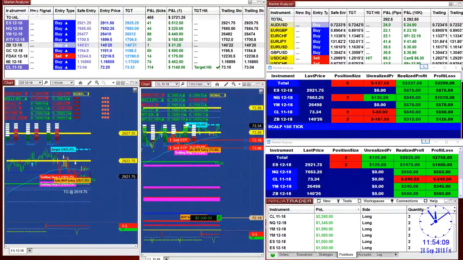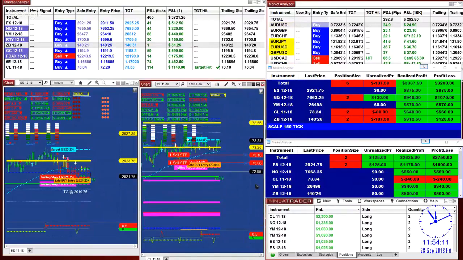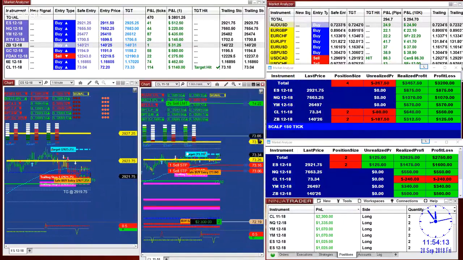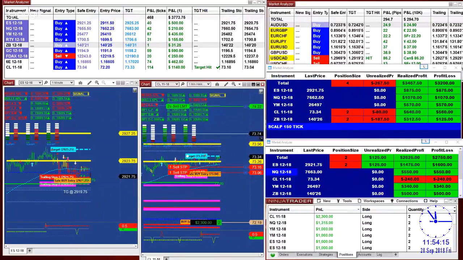Trading, it is... sometimes, sometimes you have to sit all day long to find a trade, you know.